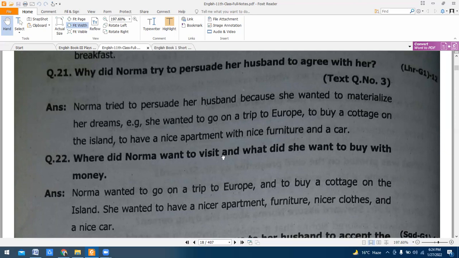Where did Norma want to visit and what did she want to buy with money? Norma wanted to go on a trip to Europe and to buy a cottage on the island. She wanted to have a nicer apartment, furniture, nicer clothes, and a nice car.